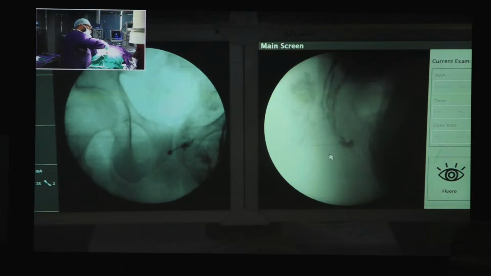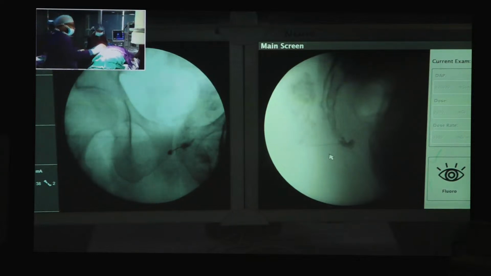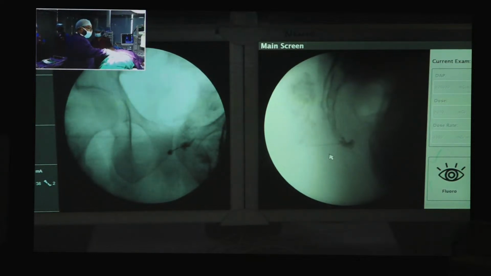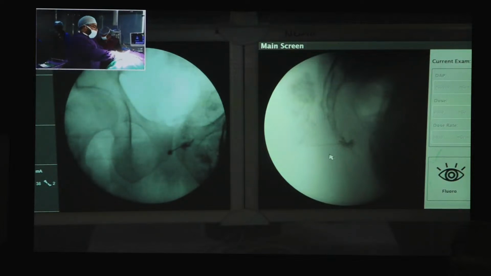So we have taken 2 ml of local anesthetic and 1 ml of corticosteroid, and we have injected 3 ml into the ganglion impar. That's it, that's the procedure. Always make sure you put the stylet back and then remove your needle. Any questions, please?